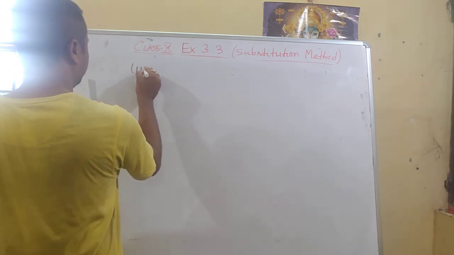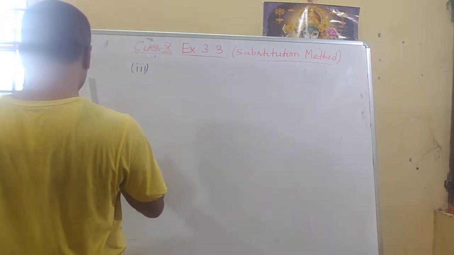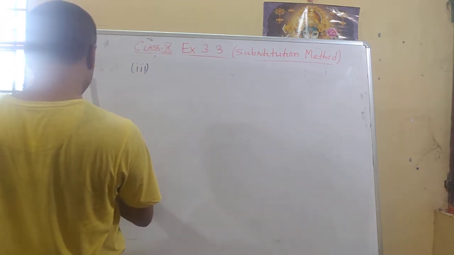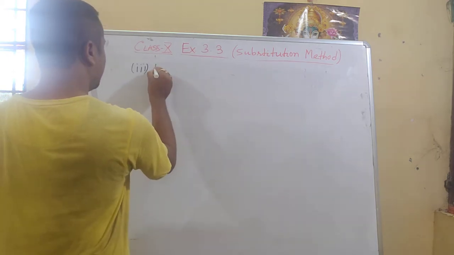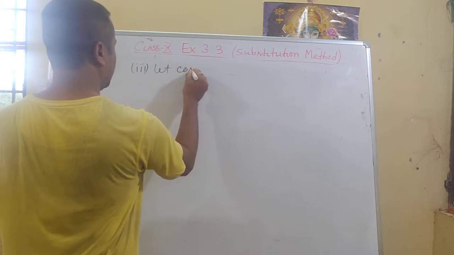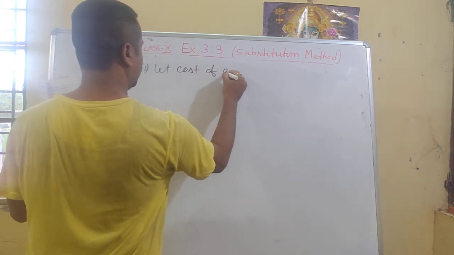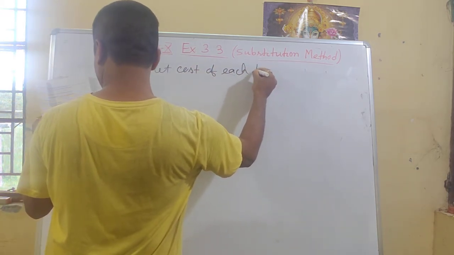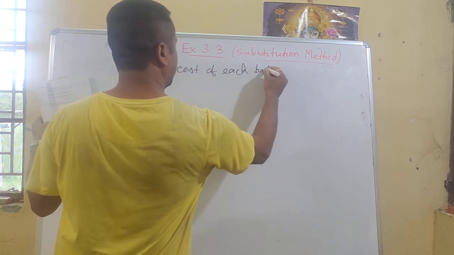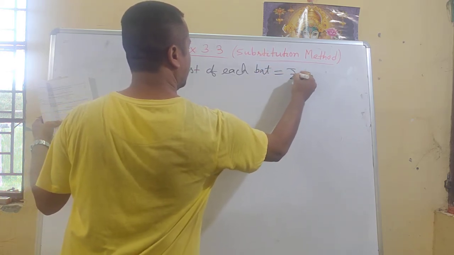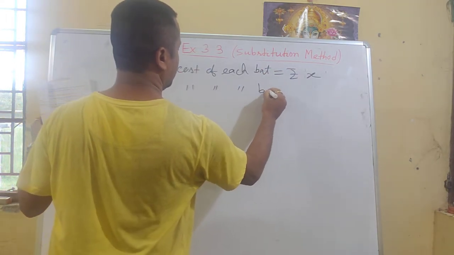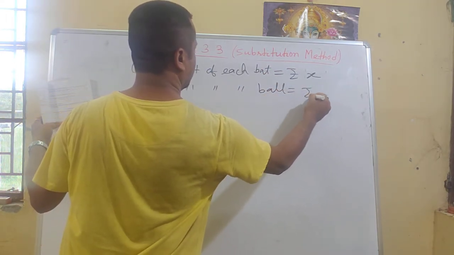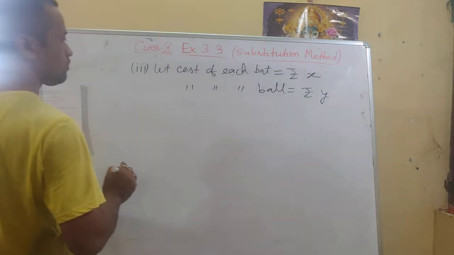Number 3. The coach of a cricket team buys 7 bats and 6 balls for rupees 3800. Later, she buys 3 bats and 5 balls for rupees 1750. Let the cost of each bat be rupees x, and the cost of each ball be rupees y.